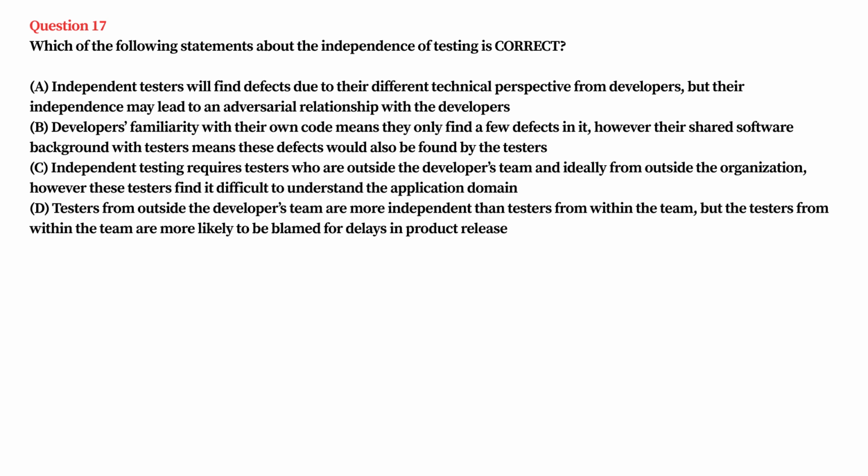Knowledge of the application domain will change from case to case and is not dependent on the level of independence. Answer D is not correct. Testing can be conducted at different levels of independence, ranging from no independence for the author to very high independence for testers from outside the organization, with testers from outside the developer's team generally more independent than testers from within the team. However, there is more reason to believe that testers from outside the team are likely to be more isolated from the developers and so are more likely to be blamed for delays in product release.